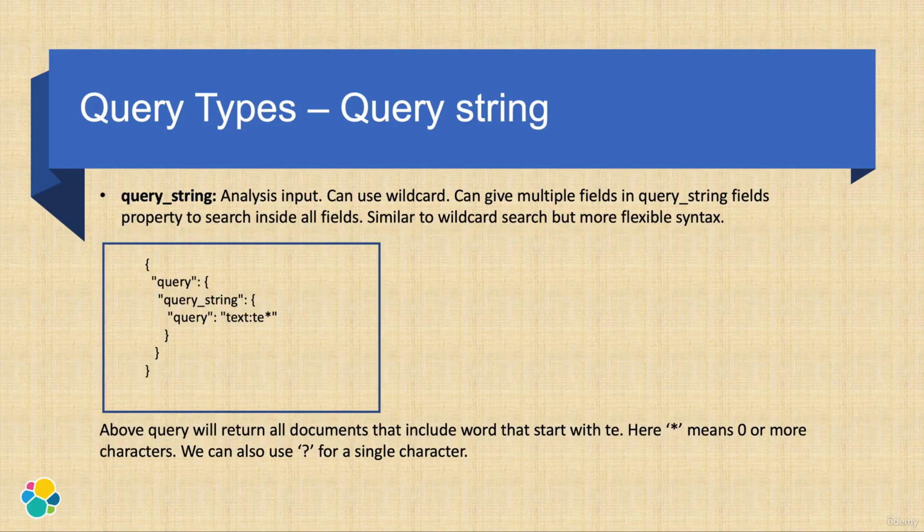Query string analyzes the input, unlike wildcard query. However, it can still use wildcards in the query DSL. You can give multiple fields in the query string fields property to search inside all fields. It is similar to wildcard search but has more flexible syntax. Again, the above query will return all documents that include words that start with te. Here star means 0 or more characters. Again, we can also use a question mark for a single character here.